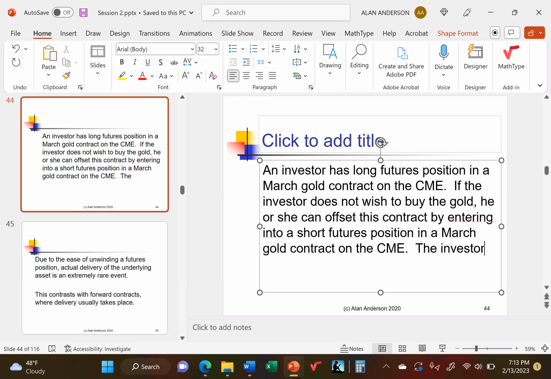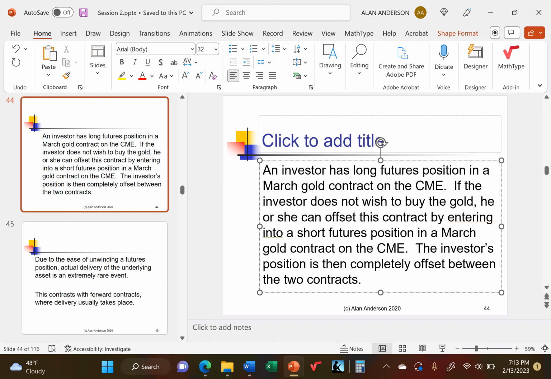The investor's position is then completely offset between the two contracts. And that means they have no exposure to the price of gold. In other words, it no longer matters what happens to gold. They have offset, they're out of this position. Even though they're technically in two different contracts, the two exactly offset each other. So no matter what happens to gold, it will not affect the investor's position. So what they're effectively doing here is taking their profits and leaving, if there are any.